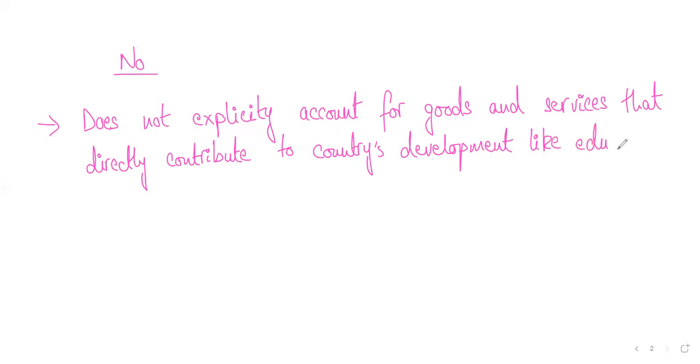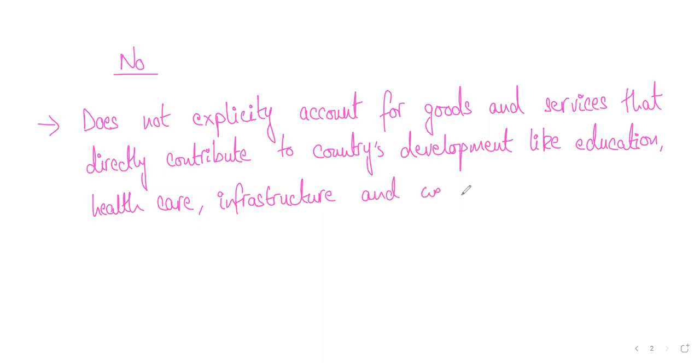Like education, healthcare, how much was spent on social welfare, infrastructure. Education, healthcare, infrastructure, welfare projects and so on. Obviously, it's not a complete list. There are so many other things that directly contribute to the development of people in a country, but those things are not included in the GDP calculation. Are we getting this?